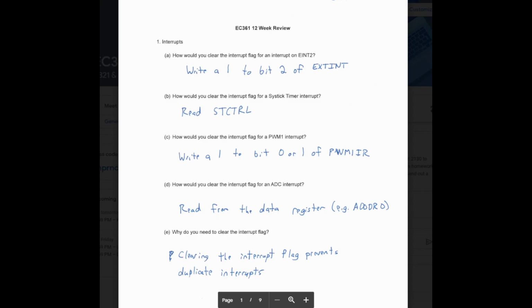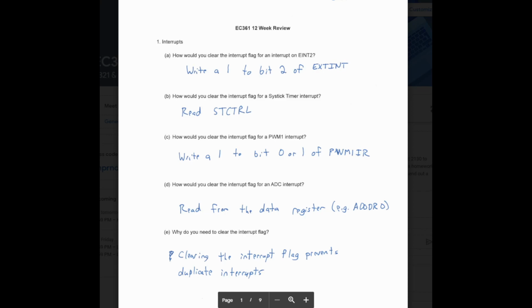So to start off with number one here, how would you clear the interrupt flag for an interrupt on EINT2? So external interrupts, this is just from the notes. You write a 1 to the bit of the external interrupt that you want to clear. So for EINT2, that's bit 2, and that is in EXTINT.